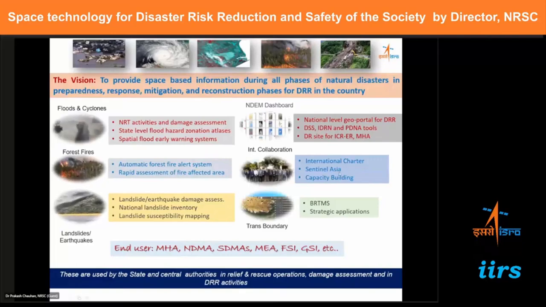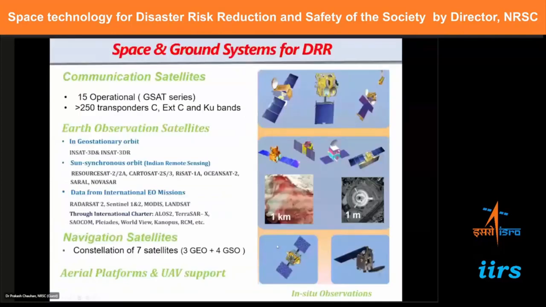So currently, if you see what kind of space and ground systems we are having for disaster risk reduction, DRR means disaster risk reduction, to reduce the risk which are associated with disaster. We are using a fleet of communication satellites for emergency communication system. We are also having a host of Earth observation satellites from GEO, LEO orbits. You must have all heard these names: INSAT 3D, INSAT 3DR, ResourceSat 2, ResourceSat 2A, Cartosat series of satellites. Different types of satellites with different capabilities are being used along with international satellites. I will not go into details of each one of them. Some are working in the optical domain, some are working in microwave domain.